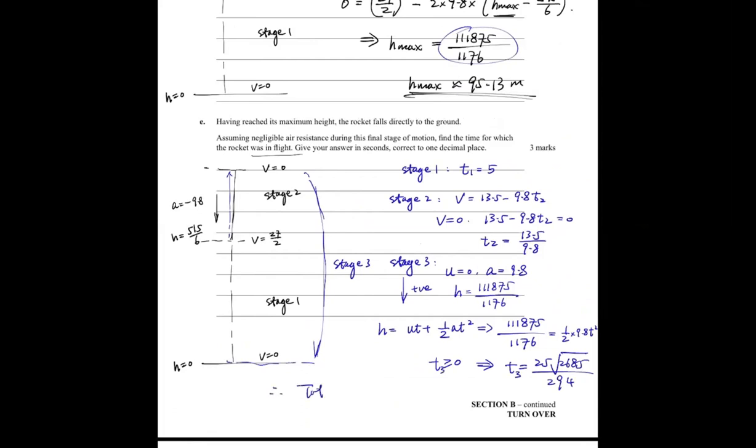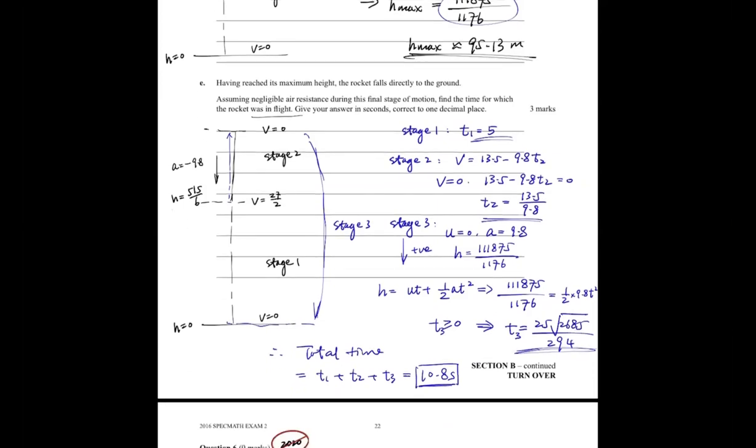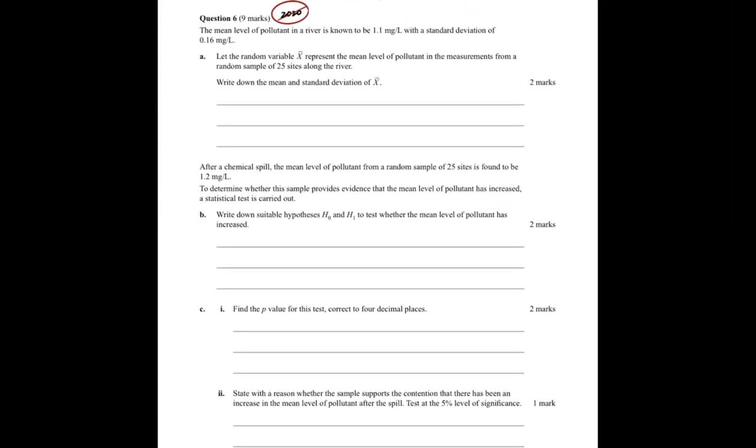So total time will be T1 plus T2 plus T3, and it's 10.8 seconds, if I'm not mistaken, okay? Add them up. That's it, finished, question 5. So we are moving on to the last one. If you want to stop it here, I'm okay with that, but for future references, you can just keep looking at question 6.